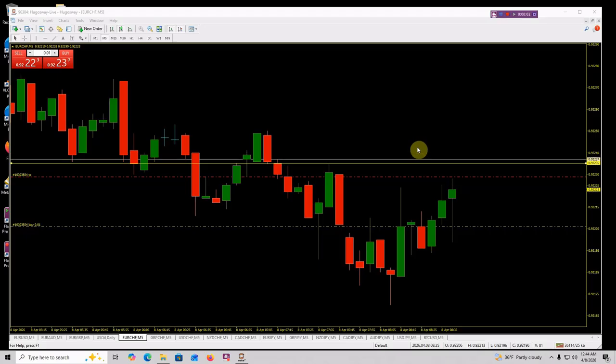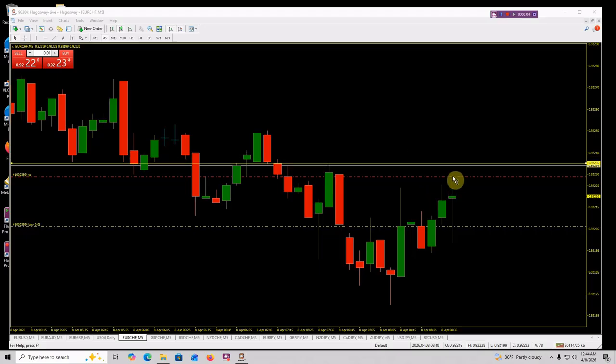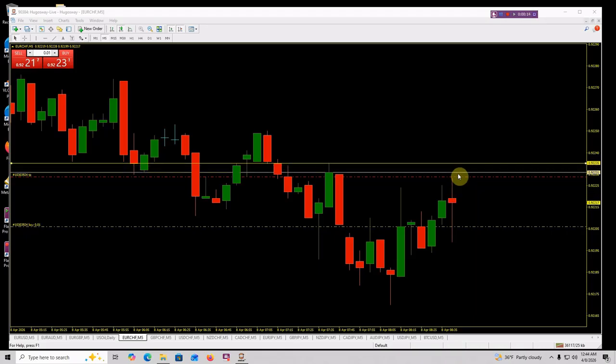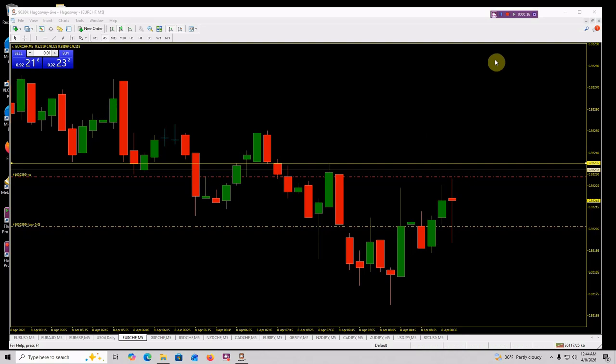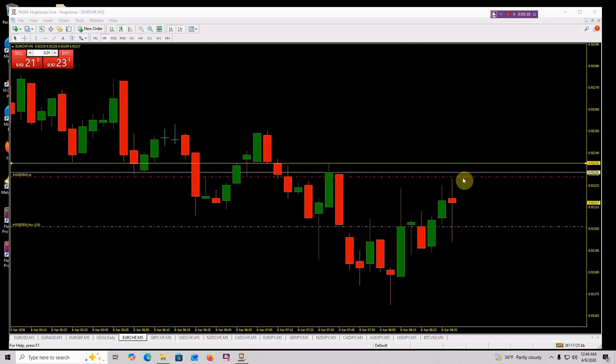Alright, hit our alert and look at this. Missed that take profit line by about 1 pip. This is what the market does to you, teases you. So we're just going to hang back and be patient, and we will wait because we know where it's going. It's just a matter of time. So I'll be back.